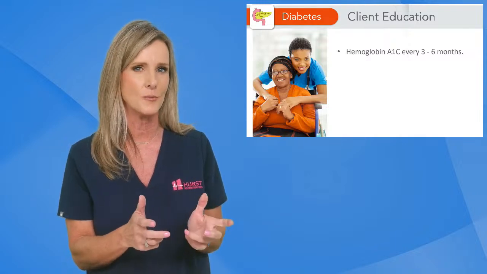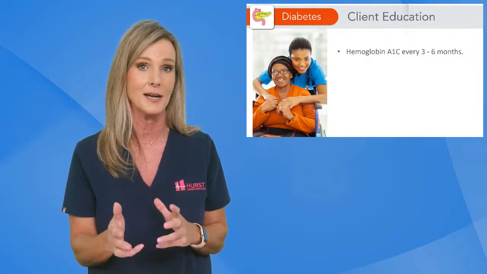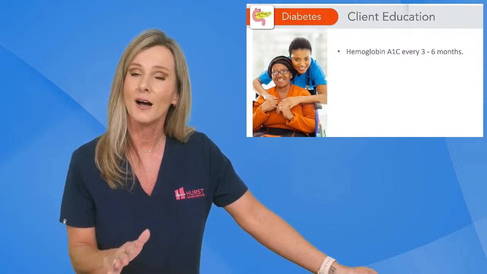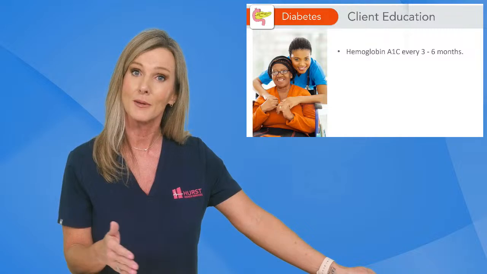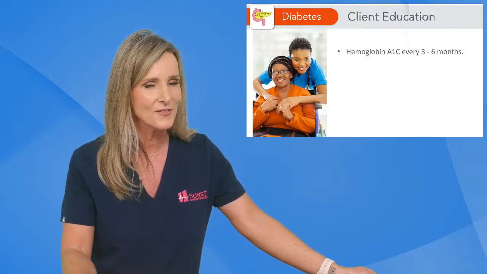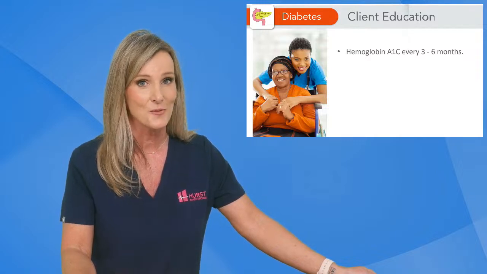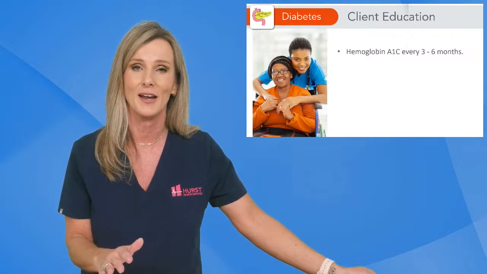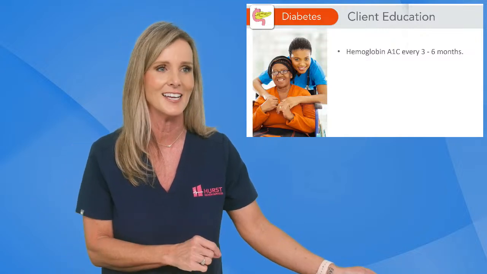But it tells us what their blood sugar has been over the past 3 to 4 months. You and I both know that this is a great way to see how well our diabetic is doing with their treatment plan, how successful things are. It also tells us if our client's being non-compliant with this too. So a hemoglobin A1C is a great way for us to evaluate our treatment plan for our clients.